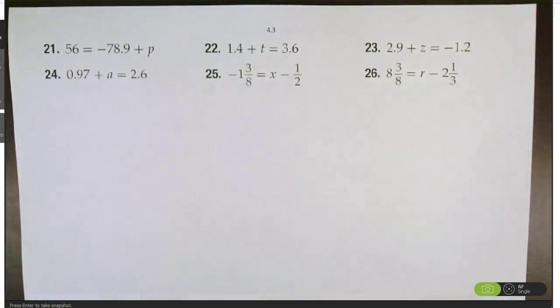Okay, so here we go. So here are some problems from section 4.3. I'm just going to pick a couple of these because I don't need to do a ton of them. So let's start with 22.